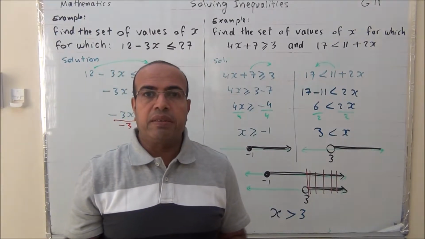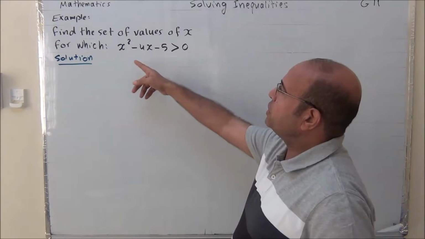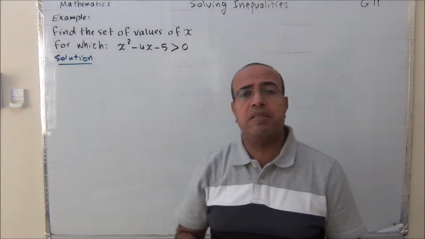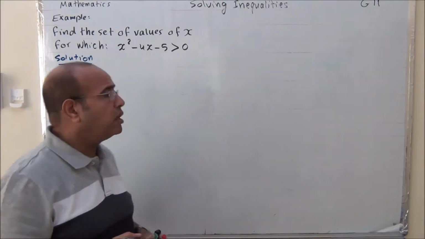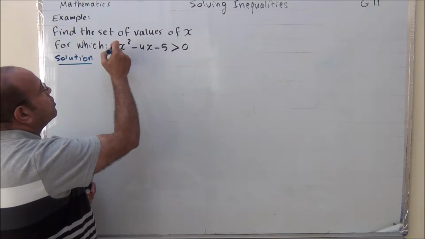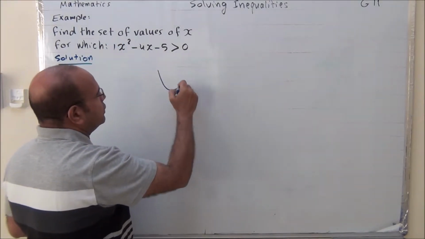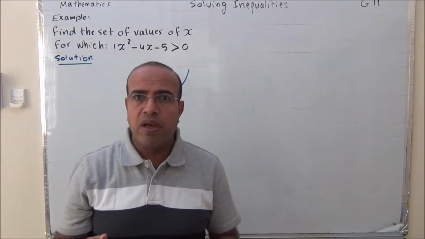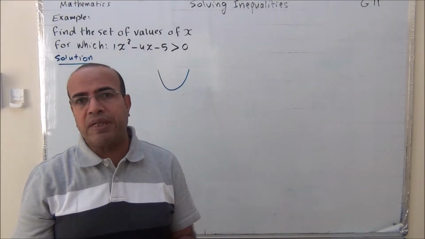Let us take another example. In this example, find the set of values of x for which x squared minus 4x minus 5 greater than 0. This is a quadratic inequality. We know that before in the quadratic function, when the coefficient of x squared is positive, it will be open upward. We have, of course, 3 cases. If we have 2 roots, or 1 root, or no real roots.